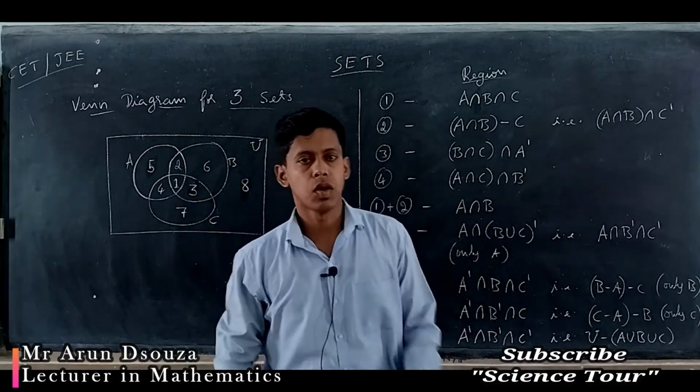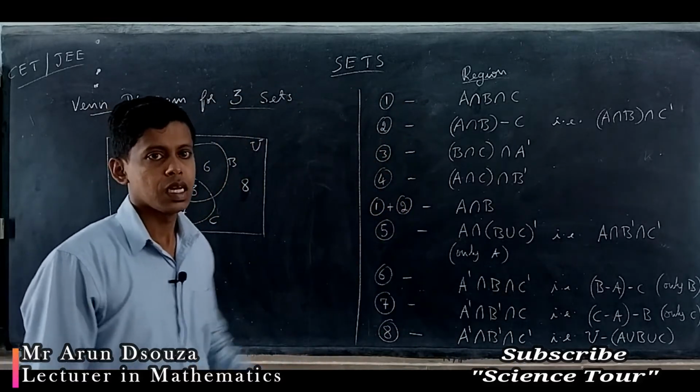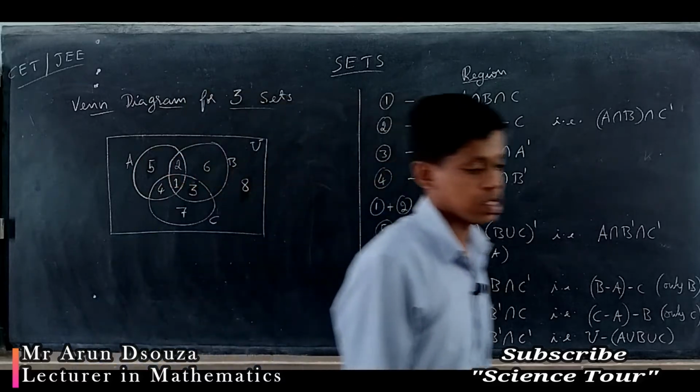So that is about this Venn diagram and the regions they represent. Now let us solve a question regarding this.